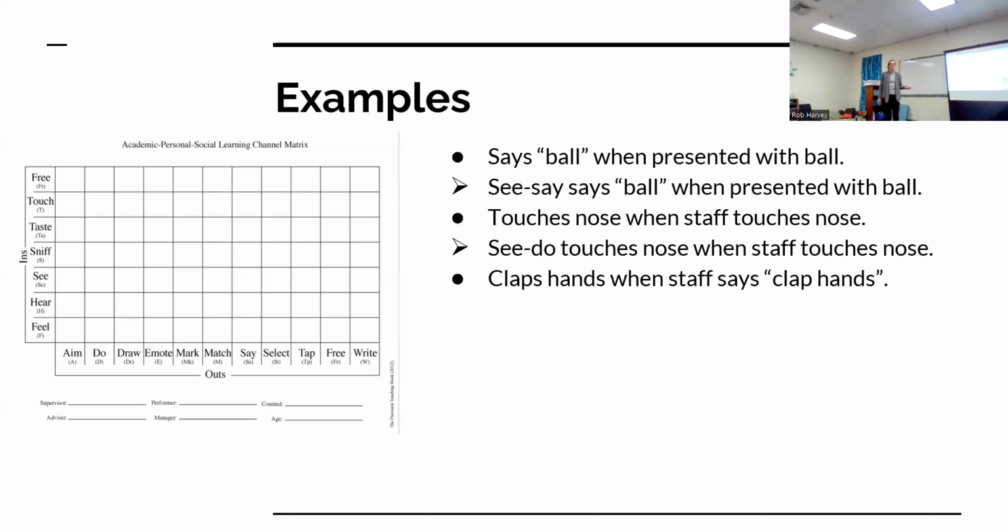Hear, do. We hear the antecedent stimulus, which is clap hands, and we do hand clapping. Hear, do: clap hands. Look at all the present tense verbs.